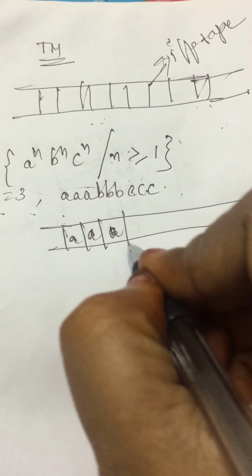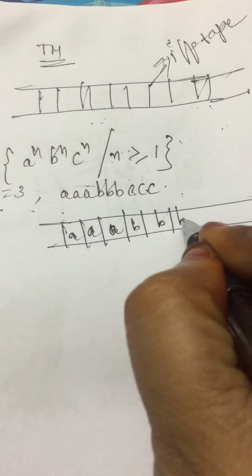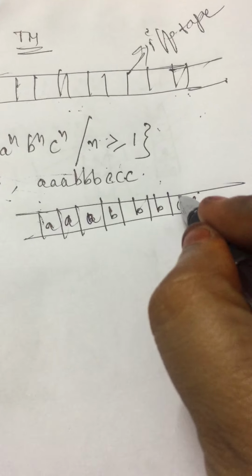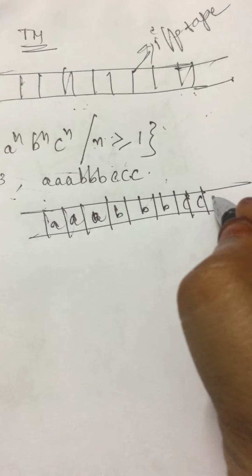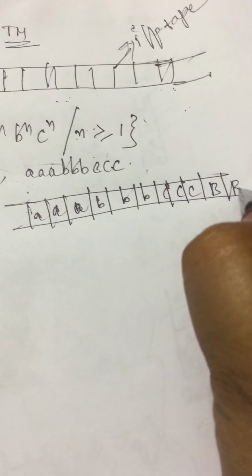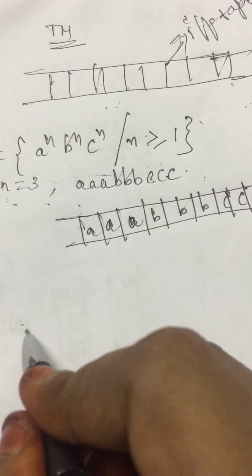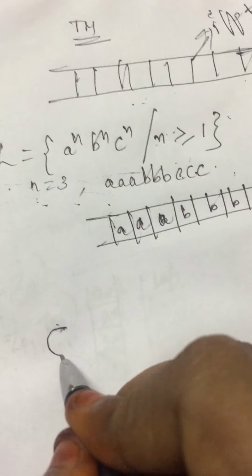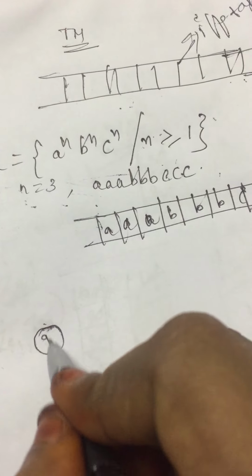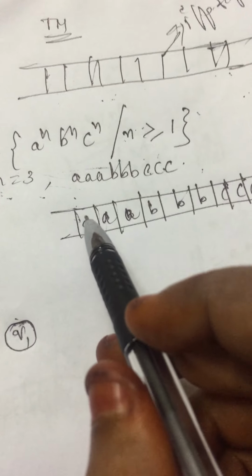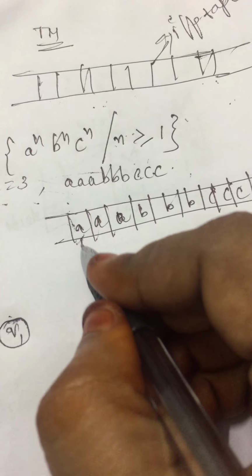So this is an input tape where each cell consists of an input symbol, and the remaining everything will be blank. Now let us start designing. Start with state 1. The header will be here.